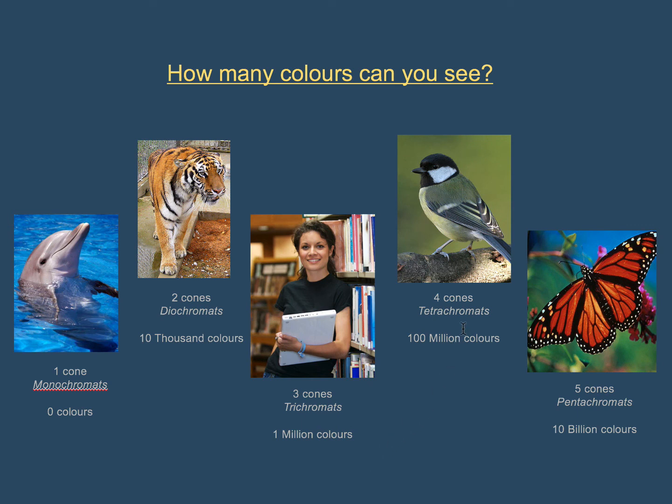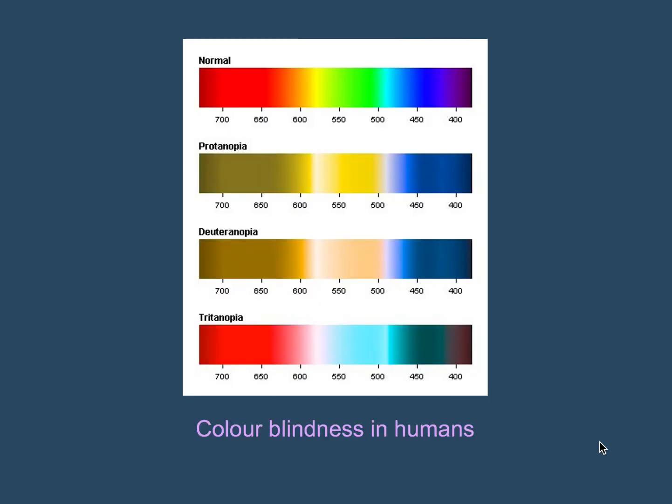But when we come to birds, like we just saw with pigeons, they have 4, and some birds and some butterflies have 5. So not only can they see 100 million colors if you go up by 1 more cell, but if you go up by 2 more, we're in the 10 billion range. So in other words, there's a lot more color out there that we just simply cannot see. Color blindness in humans is actually a result of that. So if you are colorblind, it means one of those receptors is not working.